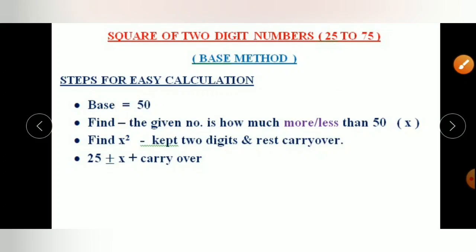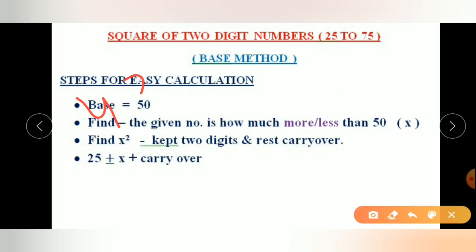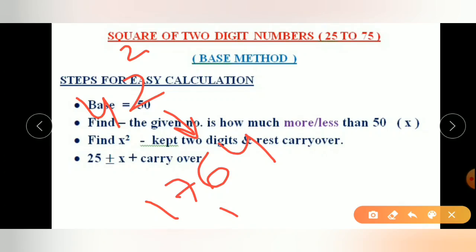Let's take one more example. Square of 42. Square of 2 is 4. By multiplying 4 and 2 we get 8, twice that is 16, keep 6, 1 carry over. Square of 4 is 16 plus 1, 17. 1764 is the correct answer. I hope you understood very clearly.